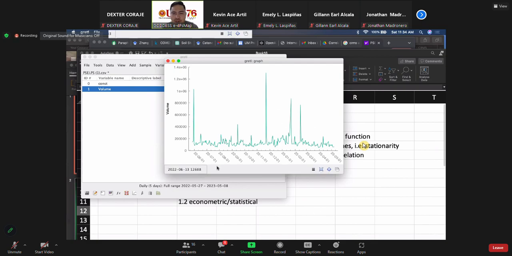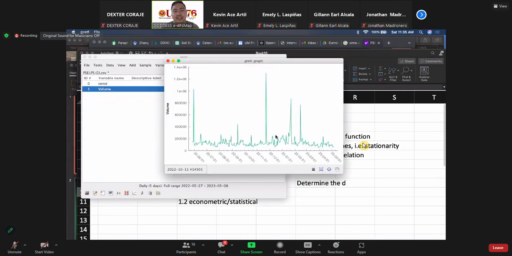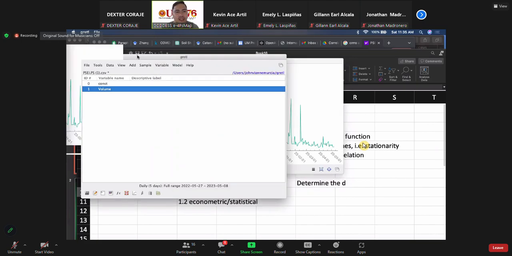Now, suffice to say, a graphical approach tells us that there are specific events here that make it volatile. So that means we can establish that our goal in knowing whether the series is stationary is to determine the D. Determining the D is the number of times that you make this stable. So how do we establish a stable time series?